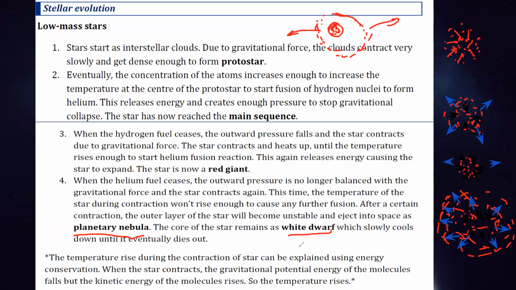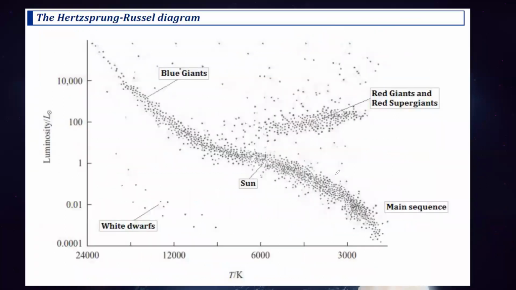So this is how the star follows the sequence if it is a low mass star. So for a low mass star, what is the sequence? It starts with the protostar. After protostar we have the sun. From the sun it turns into a red giant, and from red giant it turns into a white dwarf.